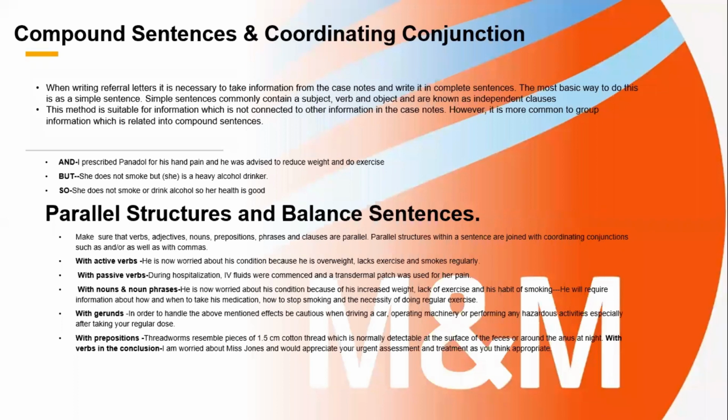Then there's a concept of parallel structure and balanced sentences. We have to use the same form of the verb in a sentence. Let's say if you are using active verb in a sentence, then in the whole sentence you have to use the active verb. For example, he is worried about his condition because he is overweight, lacks exercise, and smokes regularly. Now, another example for passive form: during hospitalization, IV fluids were commenced, and a transdermal patch was used for her pain. And the same is the example with noun phrases, with gerunds and prepositions, and so on.